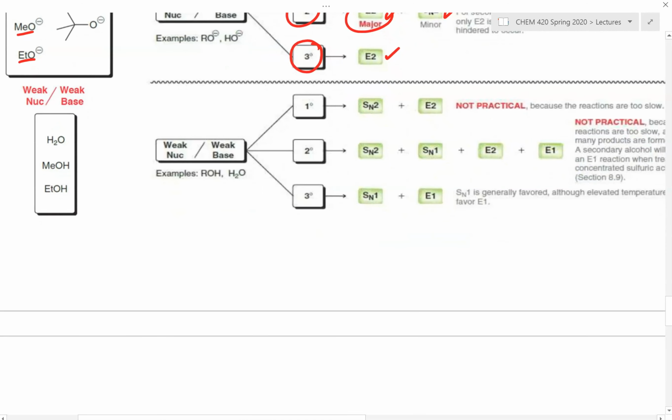And now, if we were to have reagents that are weak nucleophiles and weak bases, then in this case, it does not favor either a substitution reaction or an elimination reaction. And so a lot of the time the reaction would be pretty slow. So if we were to have a reagent such as water or alcohol, these are weak nucleophiles and weak bases. And if we were to react this with a primary substrate, in this case it can undergo SN2 or E2, but this would not be a very practical reaction because the reaction rate is very, very slow, to the point where we will not see a reaction at all.